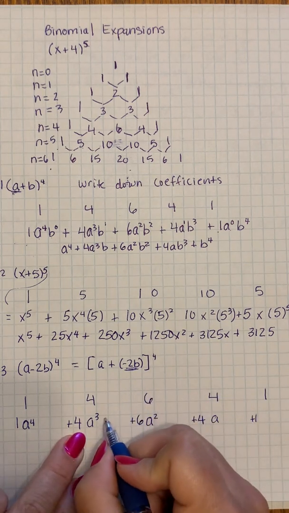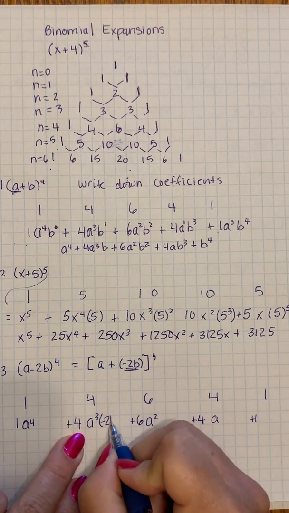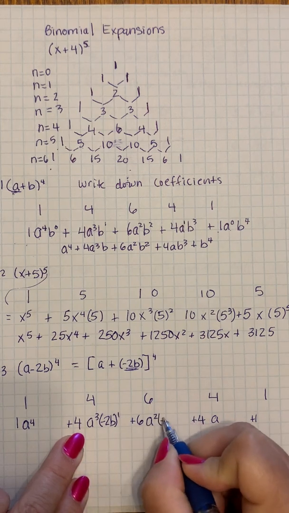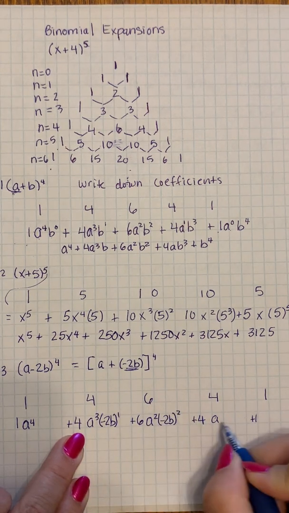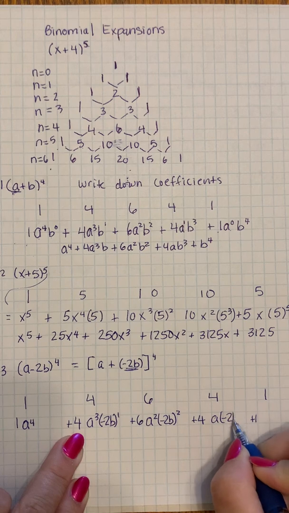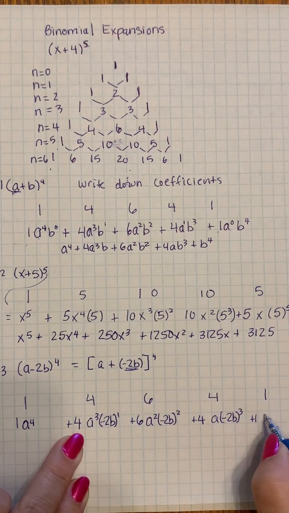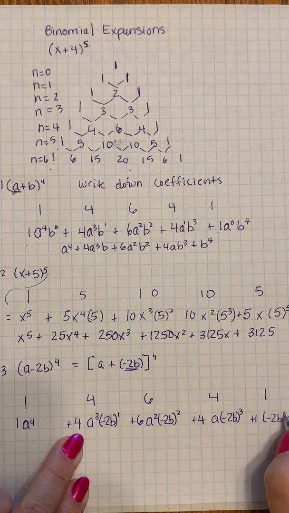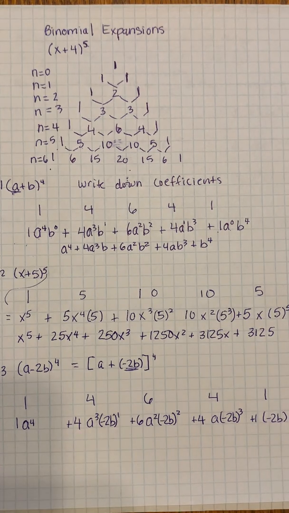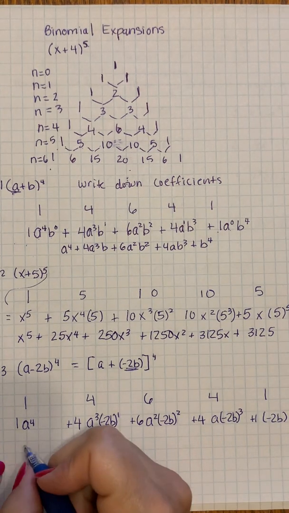So this is going to be minus 2b to the 1st. This will be minus 2b squared. This will be minus 2b cubed. And this is going to be minus 2b raised to the 4th power. So you can see every other term is going to be negative. This one's just going to be a to the 4th.